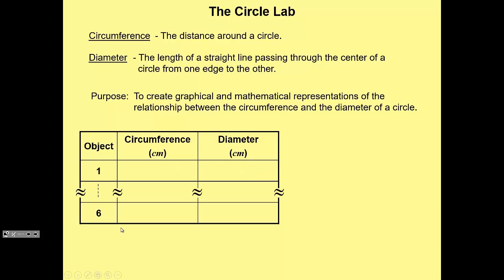So when we're done with these 6 objects and we've filled in the data table, we're going to look at the data. Now, you might be able to see a relationship. You might not. It's hard to do that with just a column of numbers, even though they're real quantities that mean something. So we have something that we often use in science to help us identify the relationship, and that is making a graph.